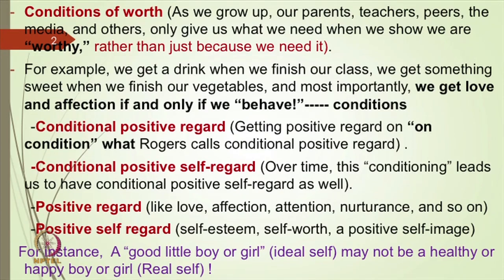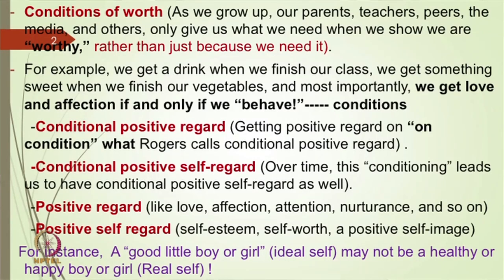For example, we get a drink when we finish our class. We get something sweet when we finish our vegetables. It means everywhere we have conditions. First you do this, then only you can do the next activity. Most importantly, we get love and affection if and only if we behave in a particular conditional manner. So certain ideal behaviors are expected, and if we show those behaviors, then only we are able to get these conditions of worth.